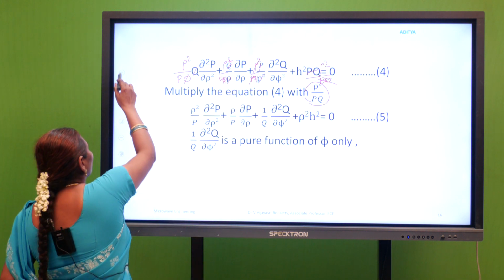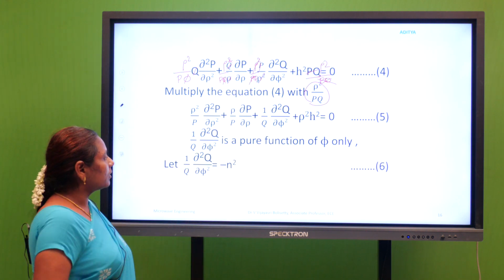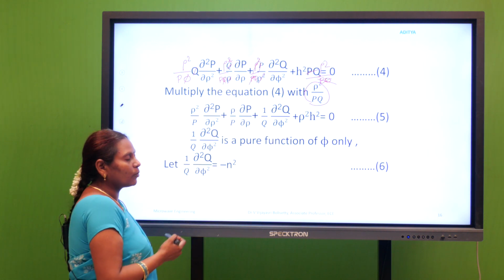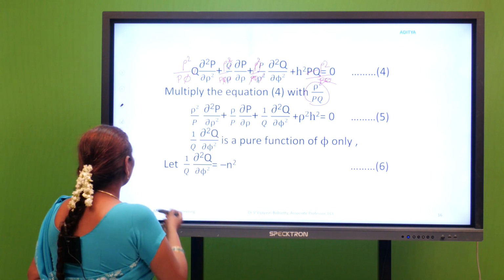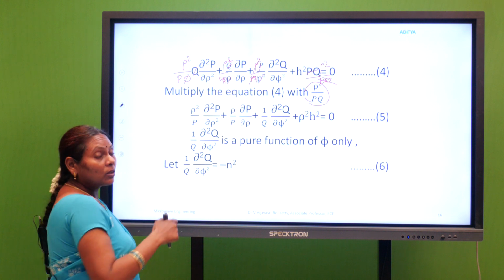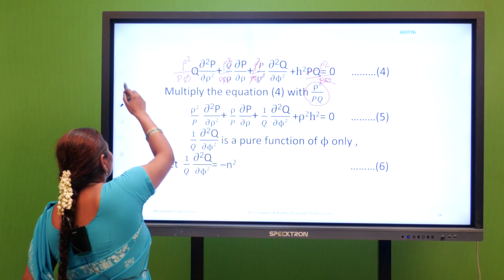So, let us find the solution for this. By assuming that 1 by Q dou square Q by dou phi square is equal to minus n square, let us assume the solution in terms of the cos and sine functions.